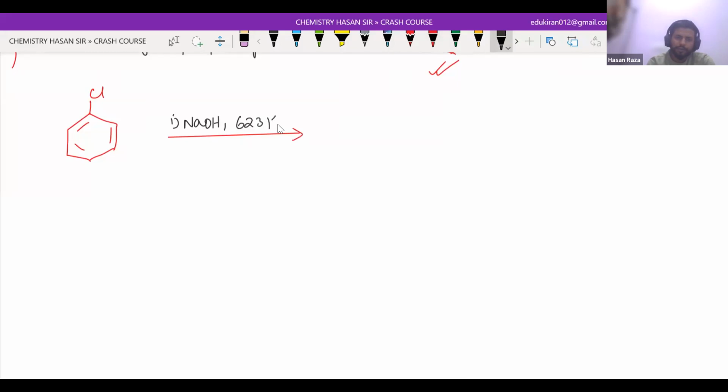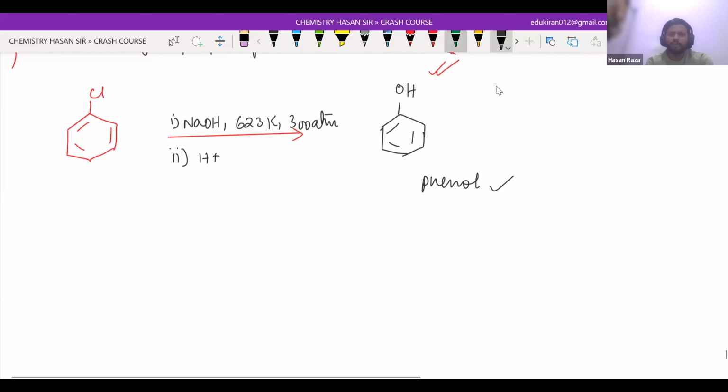Okay. 623 Kelvin and 300 atm pressure, followed by H plus. Then you will be getting phenol, not alcohol. This is your phenol. So from this reaction condition, you can easily understand how tough it is to carry out a nucleophilic substitution reaction on this haloarene.